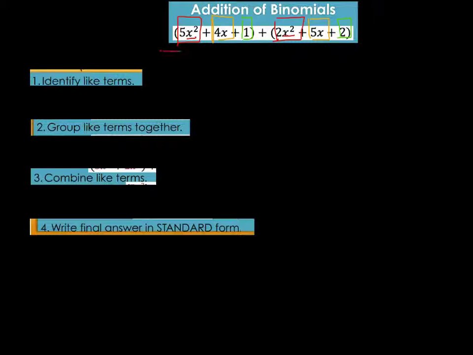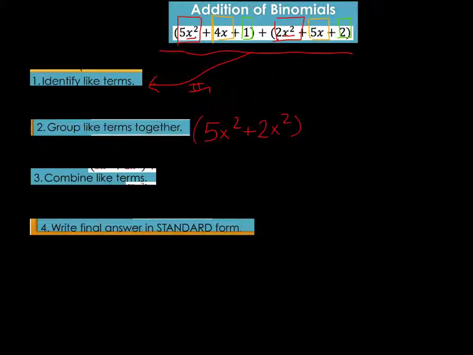So now let's rewrite this whole equation. This was step 1. Let's rewrite this whole equation with these various terms grouped together. So we can rewrite this as 5x squared plus 2x squared. I'm going to group that up. And then we have 4x plus 5x. Group that up. And 1 plus 2.